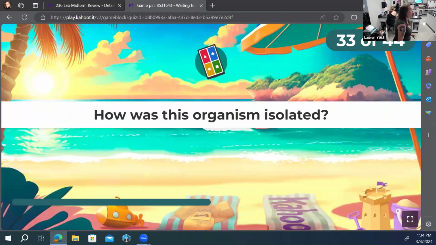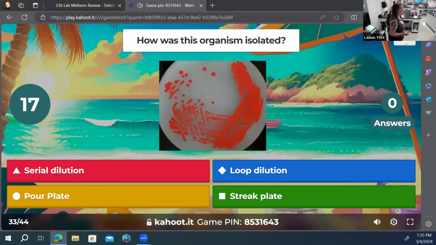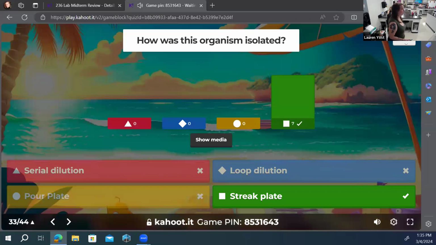Next, how was this organism isolated in this picture? What is the technique used for this one? Yeah, streak plate. I'm not going to lie, it's going to appear on both the midterm and the final. It's an easy one, so at least there's that, but be aware of what it looks like clearly and what it's used for: isolating colonies, right?